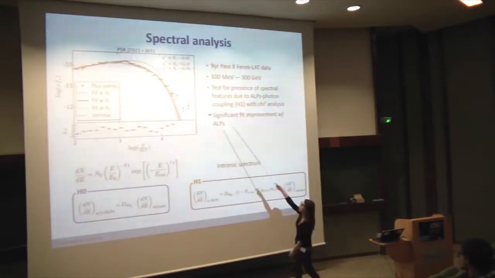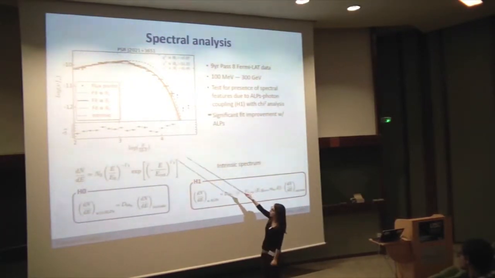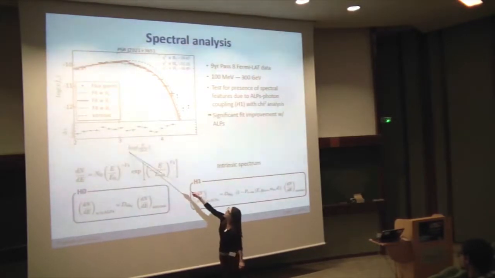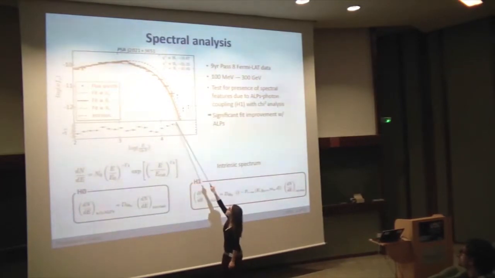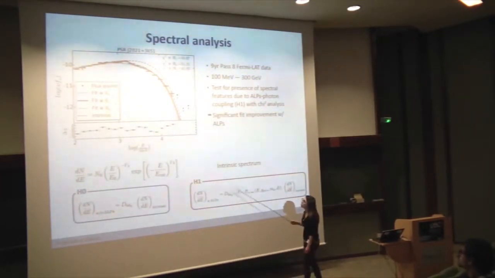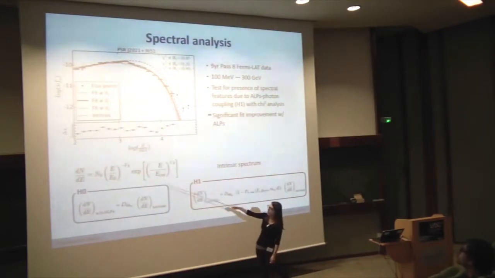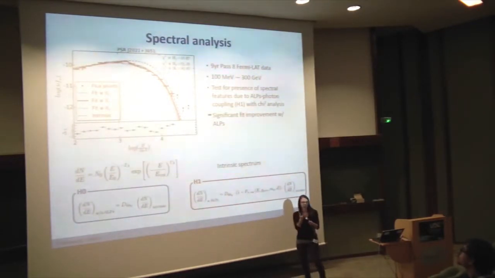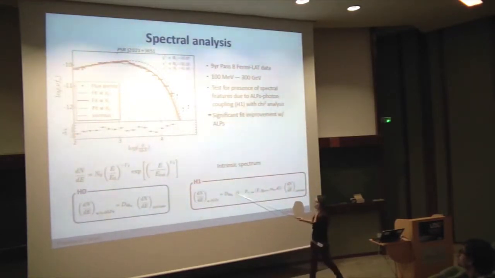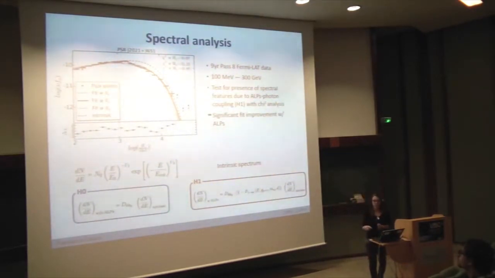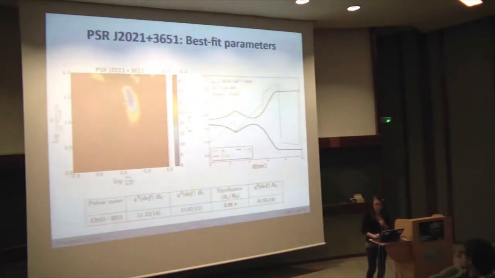And this is, for example, for this source, which is the one that leads to the better improvement. This is due to this feature at about 3 GeV over there, and to some effect in the tail of the spectrum. So what you do is that you have an intrinsic spectrum, which is the spectrum that the source would emit originally, and then you convolve it with the conversion probability, actually the survival probability, as it was done for the Fermi analysis. And you test your hypothesis against the null hypothesis of having no oscillations.